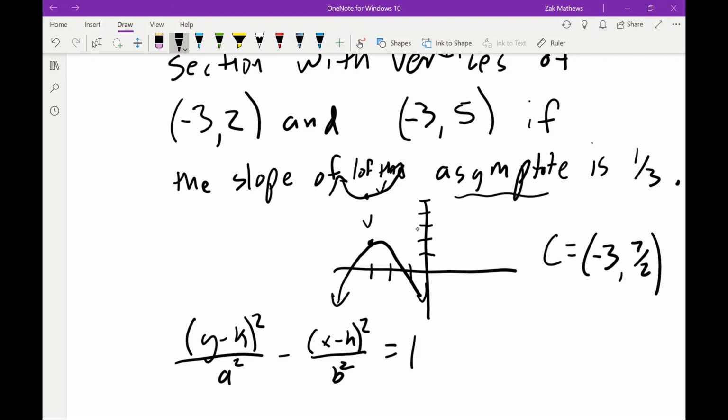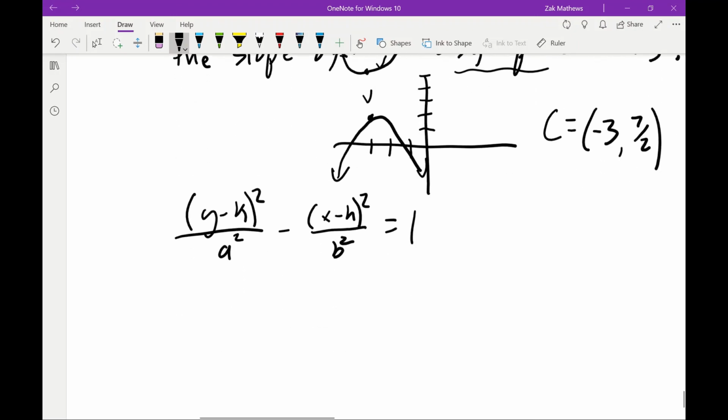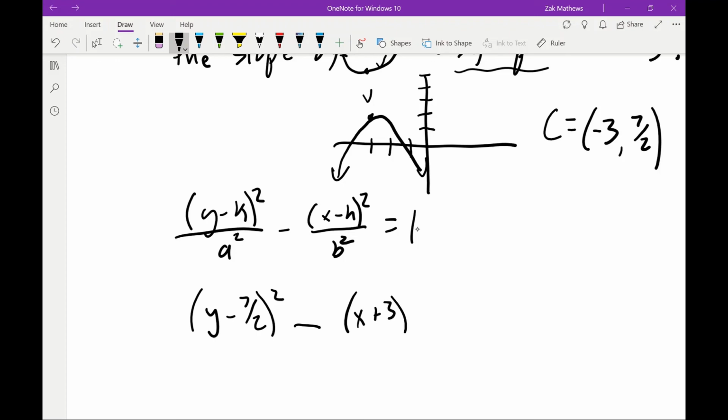Add the 2 and the 5, divide by 2, or figure out how much space is between them, 3 units, and then take half of that. So there's our center. So already we can write y minus 7/2 squared minus x plus 3 squared, and we need the a and the b still though. Okay, so let's move on to the next bit of information that we're given.